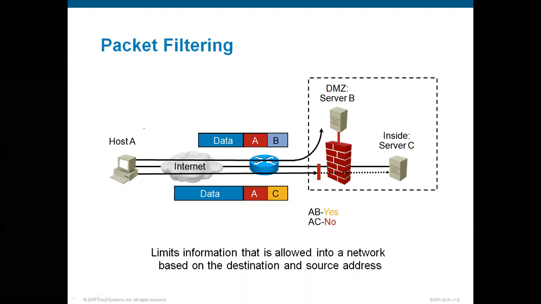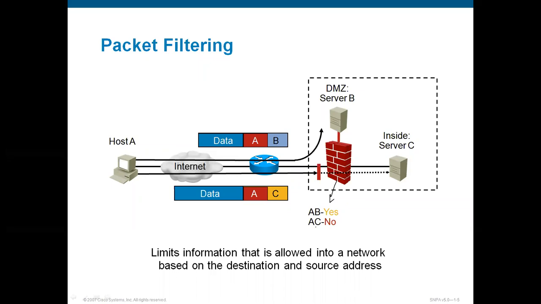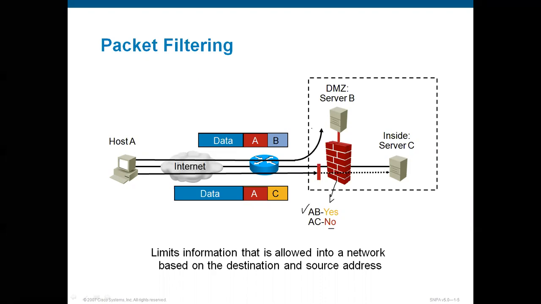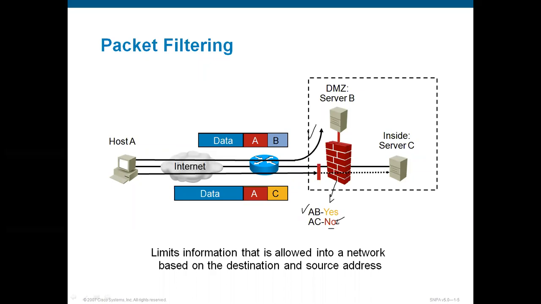So what is packet filtering? It limits the information that is allowed into the network based on the destination and the source. So see here, you have the policy. What is the policy? A and B can talk, yes, but A and C cannot talk, no. This is host A, host B and host C. When A and B are coming, the firewall will see, okay, A, B allowed, fine, connection is fine. But A and C, like from the internet to your inside server, no, I don't have a policy. It will block. So this is called packet filtering.